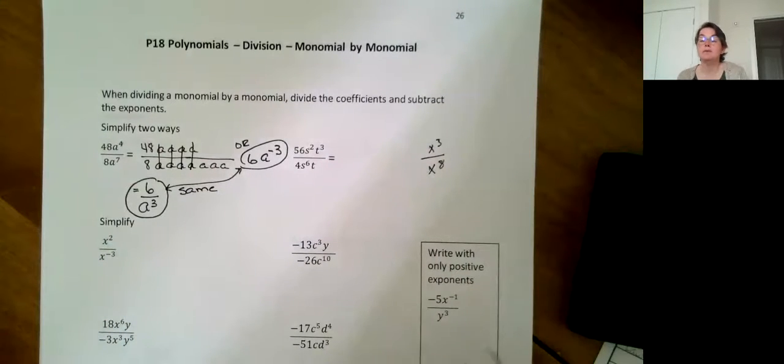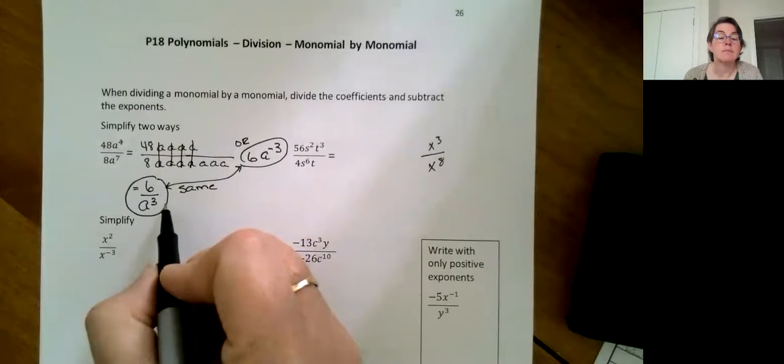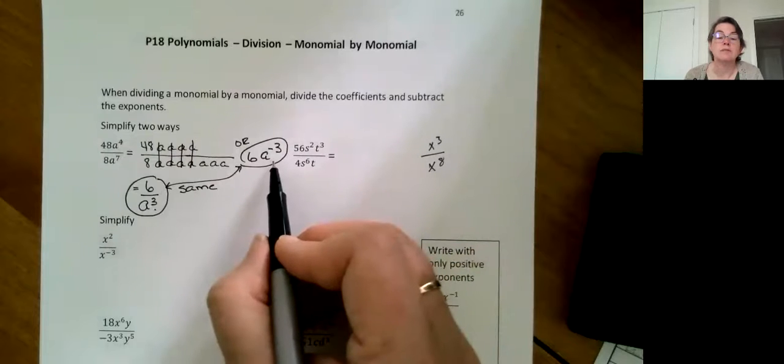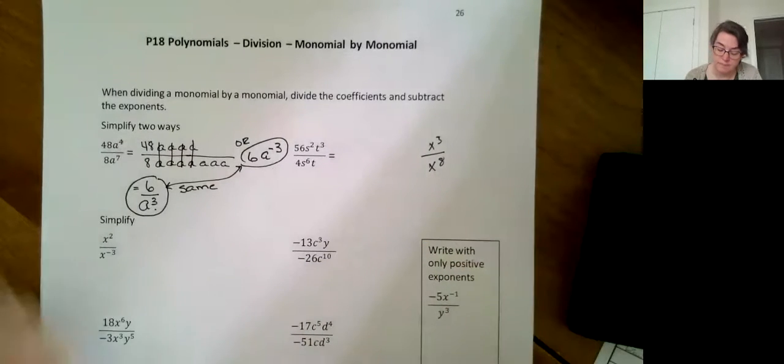If there are no directions given and there are no specifics on this question, on this worksheet, both of them are completely fine. If you see something where it says write with positive exponents, this would be the one. If it says write it with no denominator, this would be the one. If nothing is stated, they're both cool.